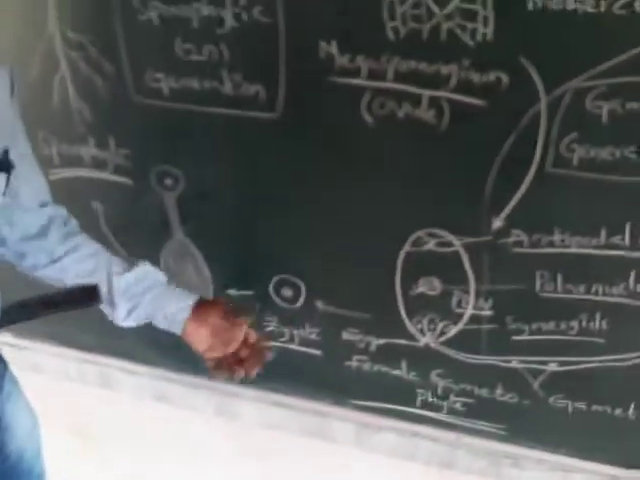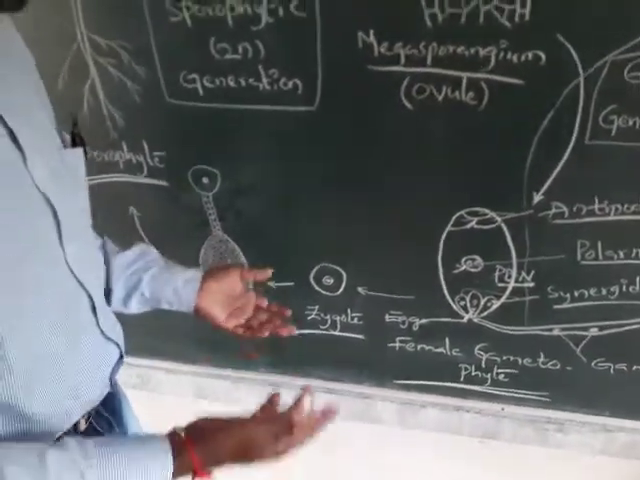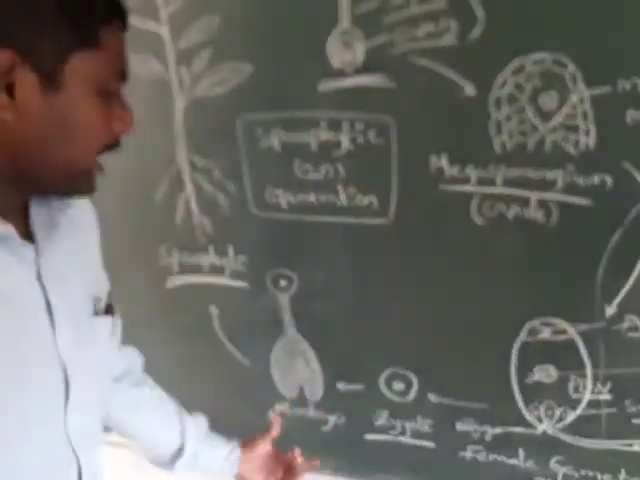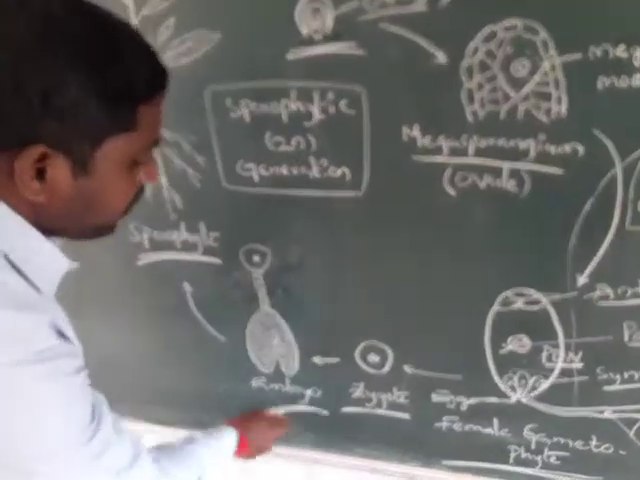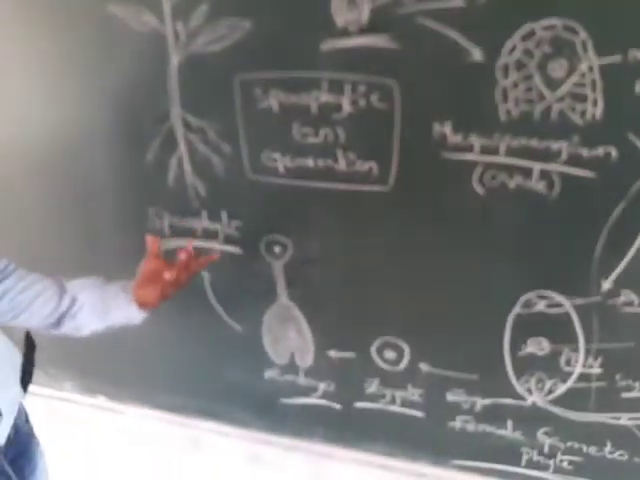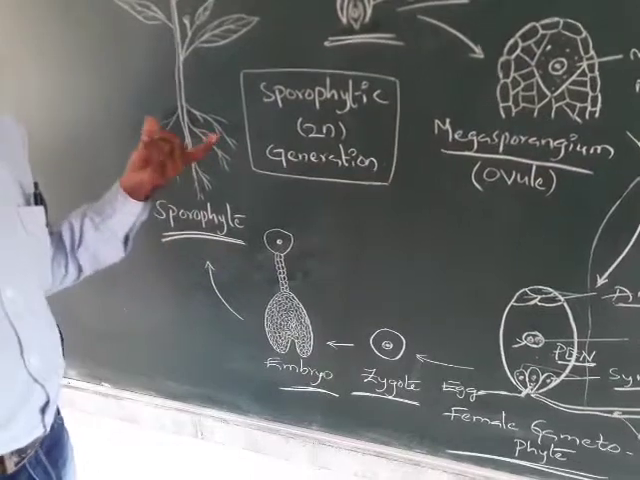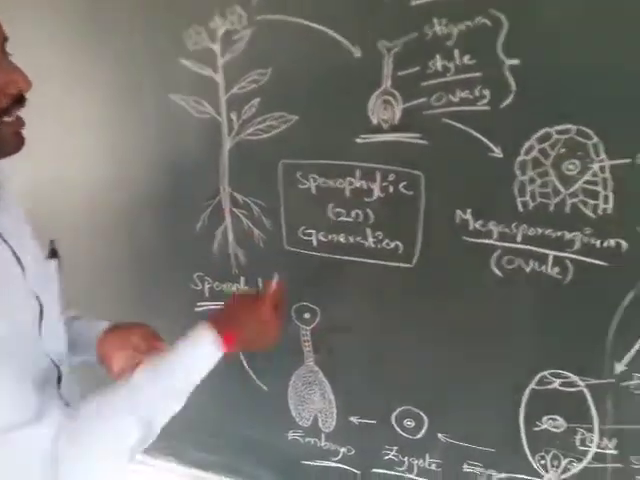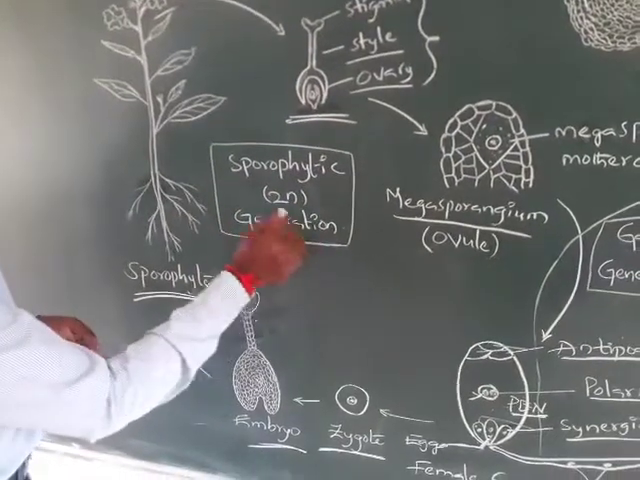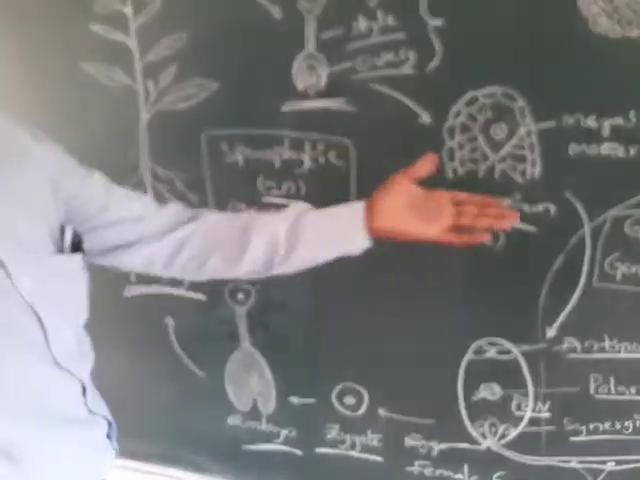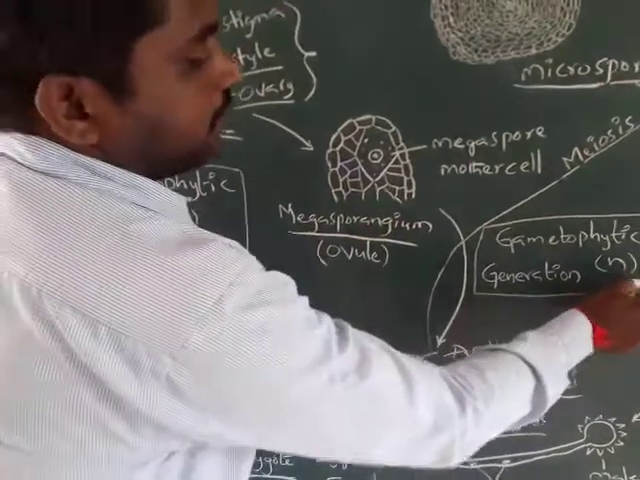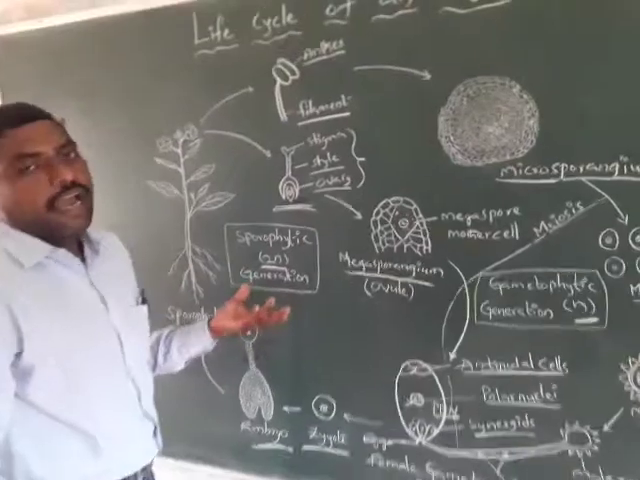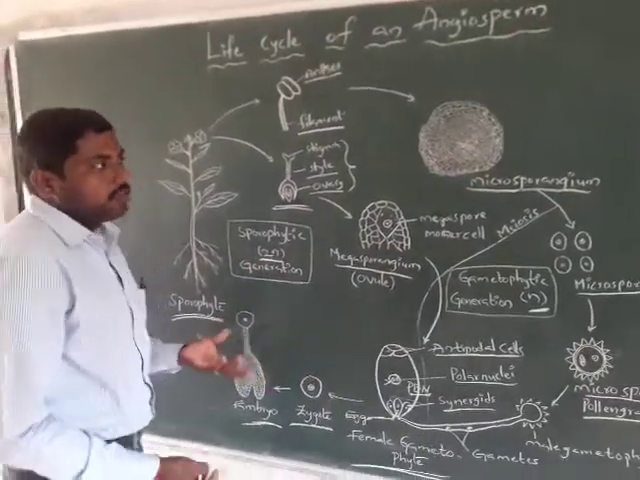This zygote undergoes mitotic divisions and forms the embryo, and this embryo is converted into a typical sporophytic plant body. So this is the diplohaplontic life cycle. The sporophytic stage is in diploid condition, and the gametophytic stage is in haploid condition. That's why we call it the diplohaplontic life cycle of the angiosperms. I hope you have understood. Thank you.